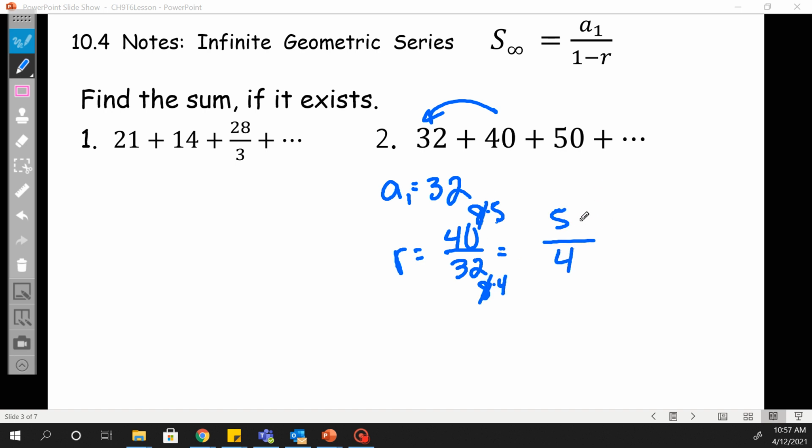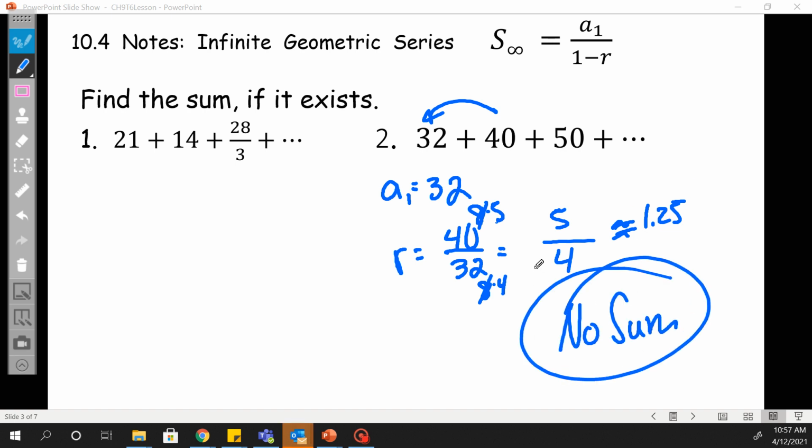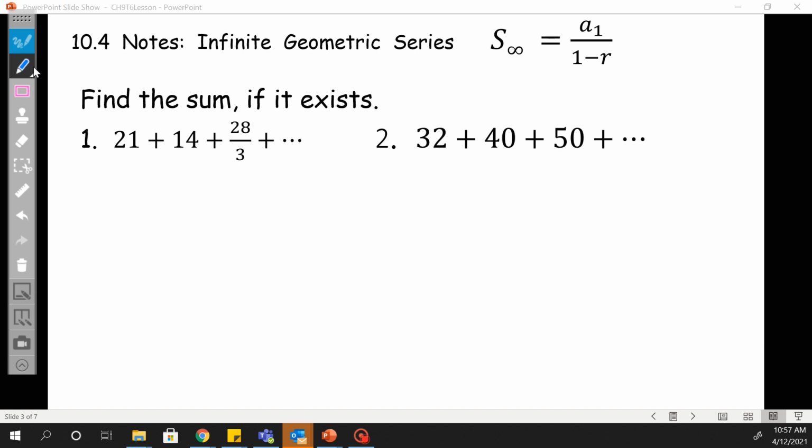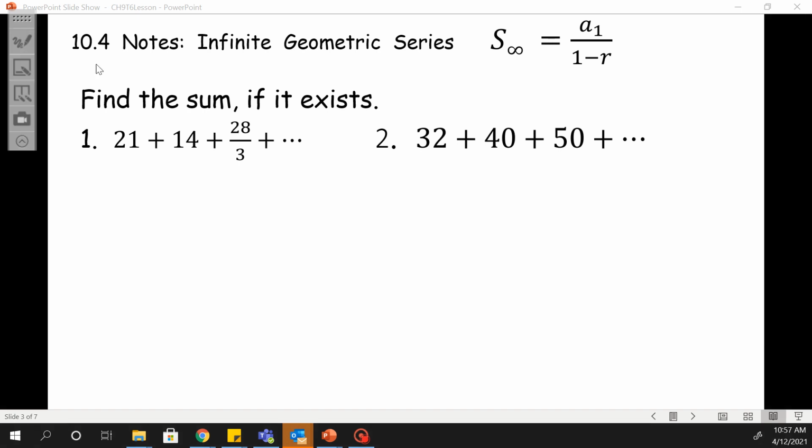Now 5 over 4 is larger than 1. It's like 1.25, but that's larger than 1, so there's no sum here. So there's no infinite sum for number 2, because the ratio is larger than 1. You can also tell the numbers are getting bigger. 40, 50, they're getting bigger, which means that there's no sum. If you look over here, the numbers are getting smaller, which means that there is a sum. That's another way that you can tell.